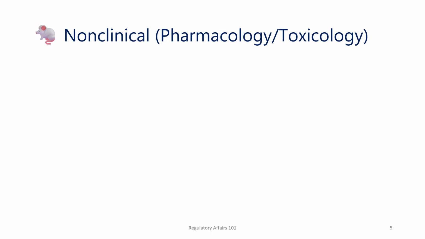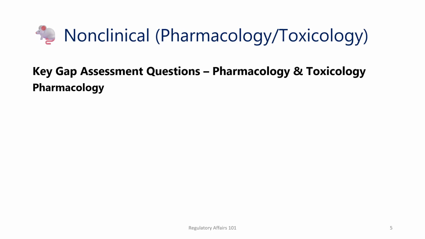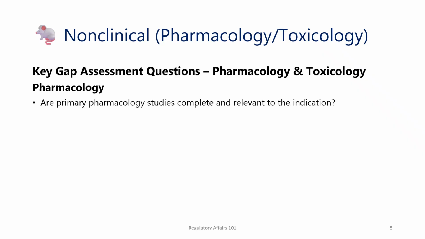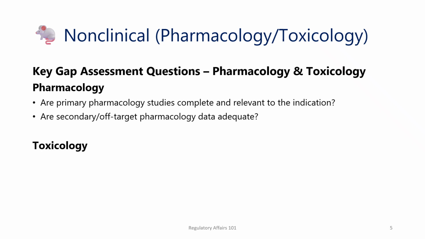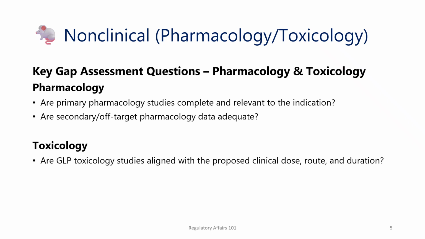Moving to non-clinical, for pharmacology, confirm that primary studies are complete and relevant to the indication, and that secondary or off-target pharmacology has been addressed. For toxicology, ensure GLP studies align with the proposed clinical dose, route, and duration.